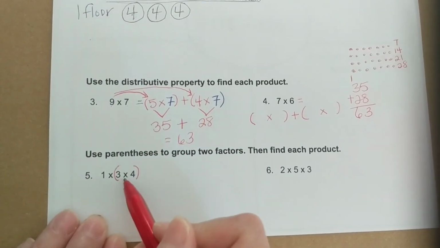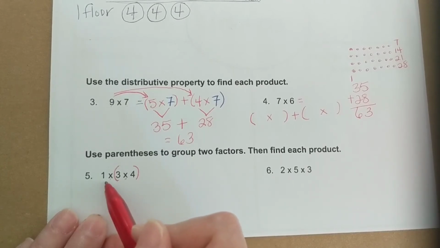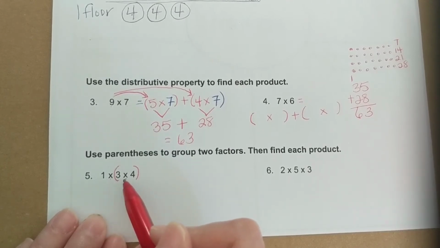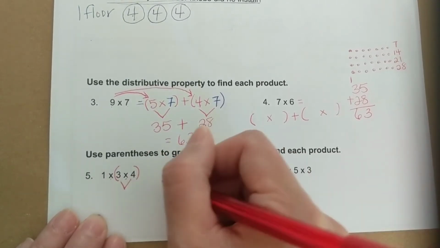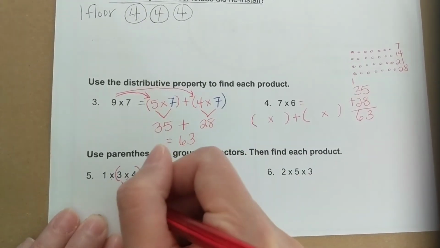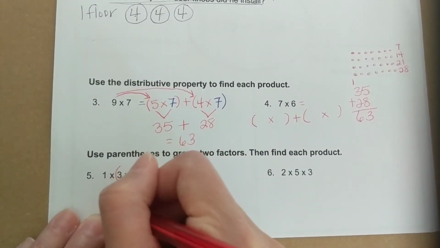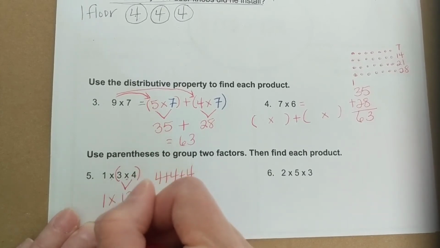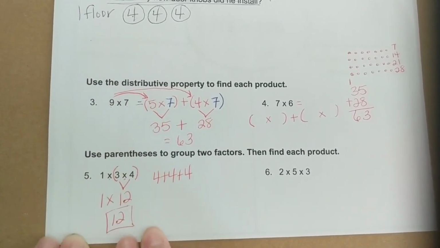And the thing is, when I multiply 3 times 4 and I get that answer and I multiply it by 1, it's the identity property. So that number is going to stay the same. Whatever this is, that is our answer. So 3 times 4 is like 4 plus 4 plus 4, which is 12. And then 1 times 12 equals 12. So my answer is 12. That one was fairly easy.